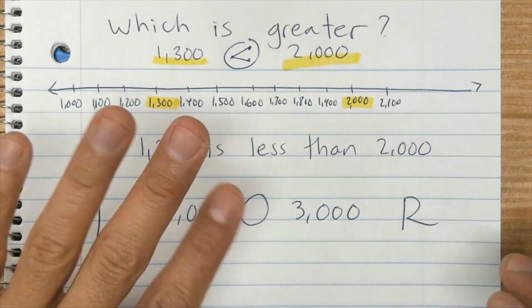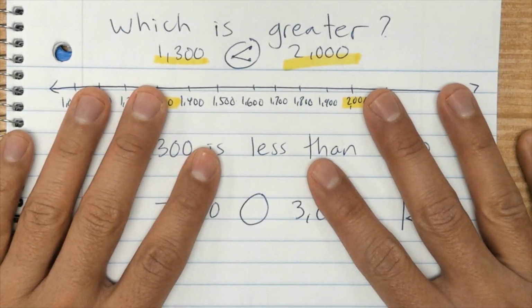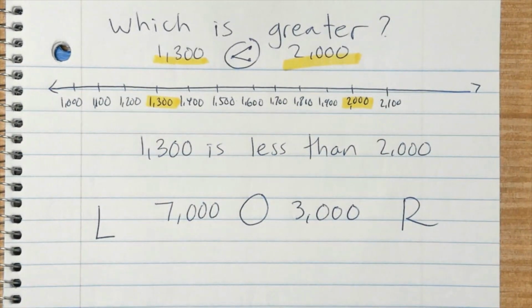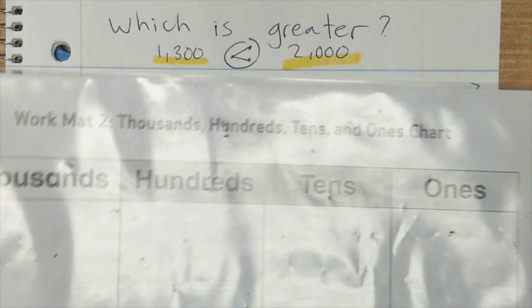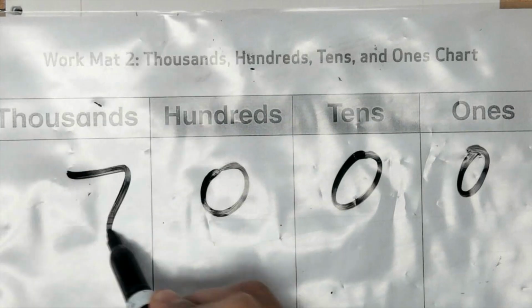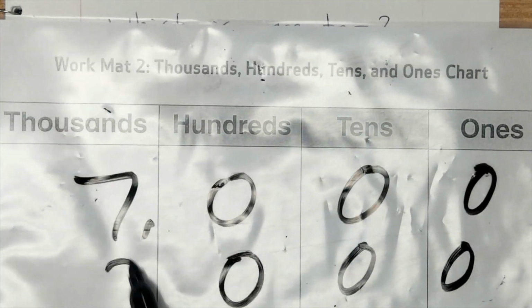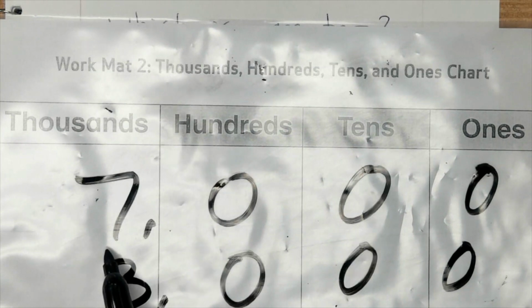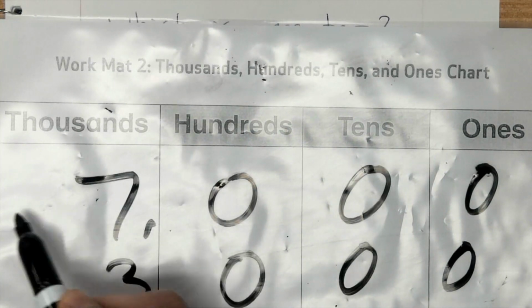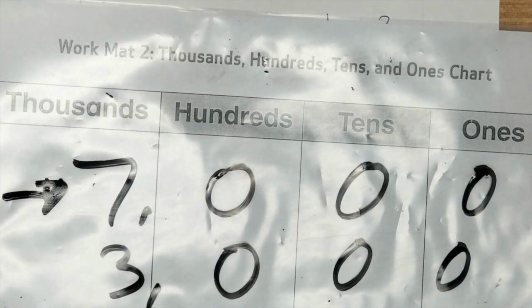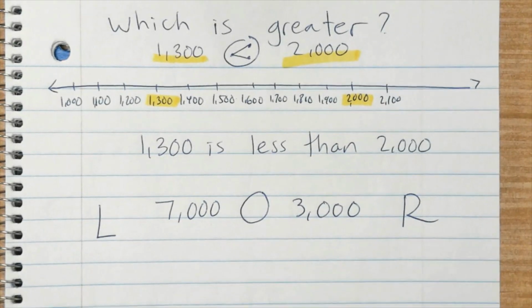Repeat, I made a mistake. Left hand, right hand. Okay? So in this case, I compare the numbers one more time. 7,000 and 3,000. 7,000 is greater than 3,000. This is the greater number. I do it from left to right. That's how I read it.